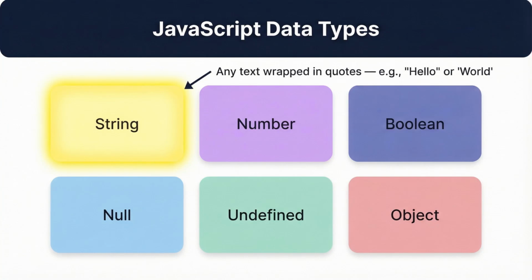Let's start with string. A string is simply any sequence of characters, letters, words, sentences, wrapped inside either single or double quotation marks. So hello is a string, and JavaScript is also a string. The key rule is that the value must be enclosed in quotes. If it's in quotes, JavaScript treats it as text, not a number.